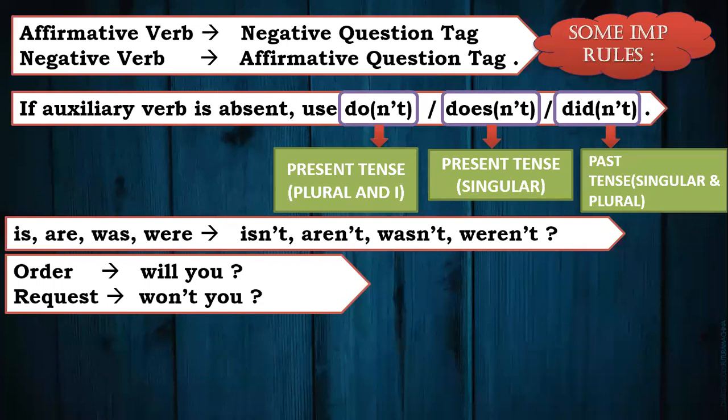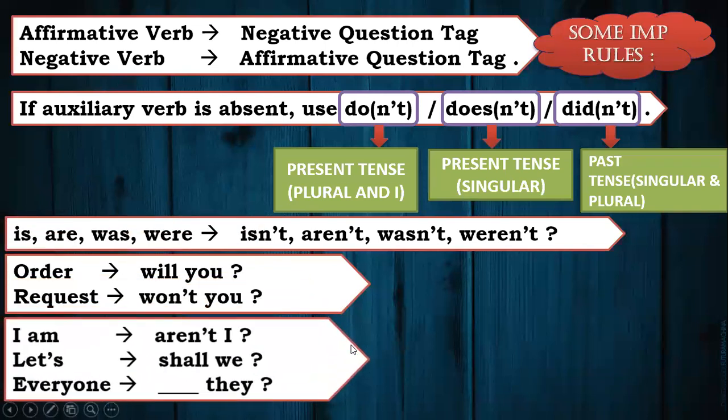For example, stand up right now, will you? Don't stand up right now, will you? It's an order. But in the case of a request, let it be affirmative or negative, we are going to use would you. So that's how we deal with an order and a request.